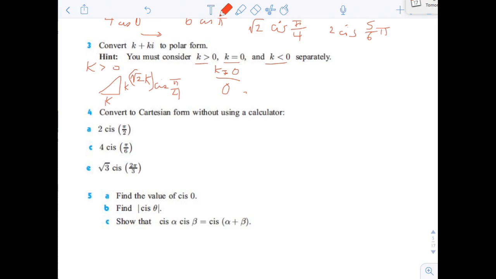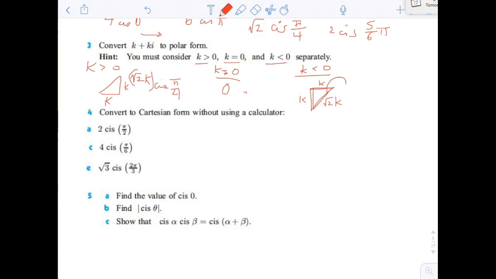The modulus is just 0. What about the k is less than 0 case? This is interesting. This would be negative k, or negative number plus negative number i, so that would be pointing into the third quadrant like that. And so this length would be k, and this length would be k, and this length would be square root of 2 of k, just like we found in the first part.